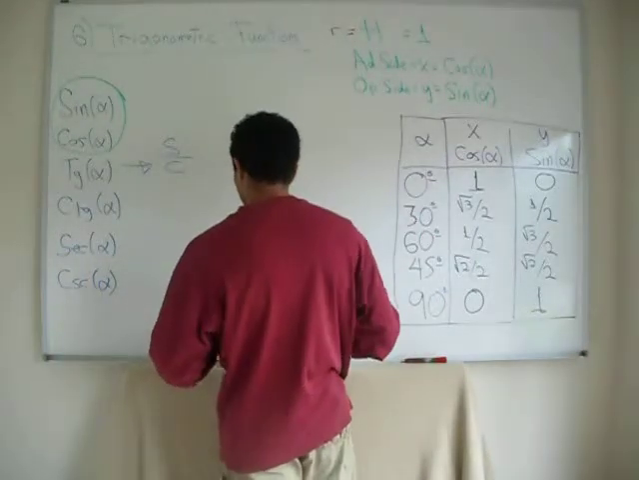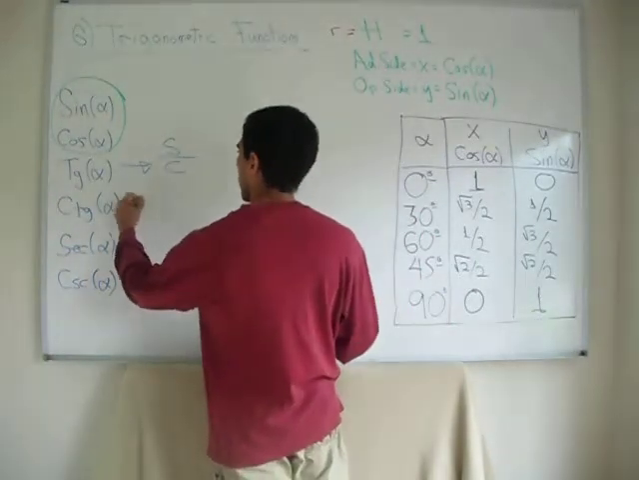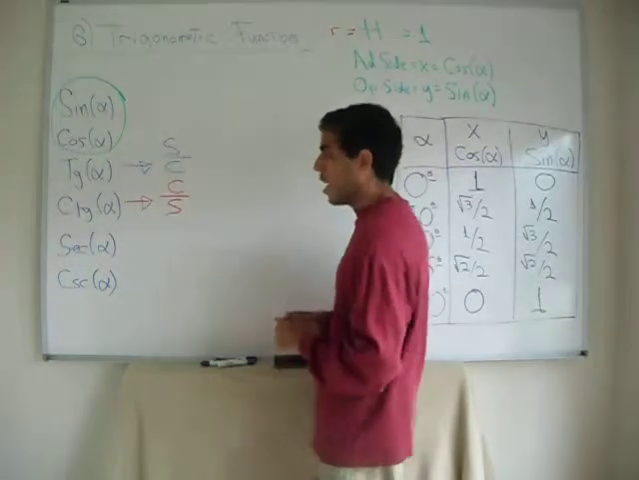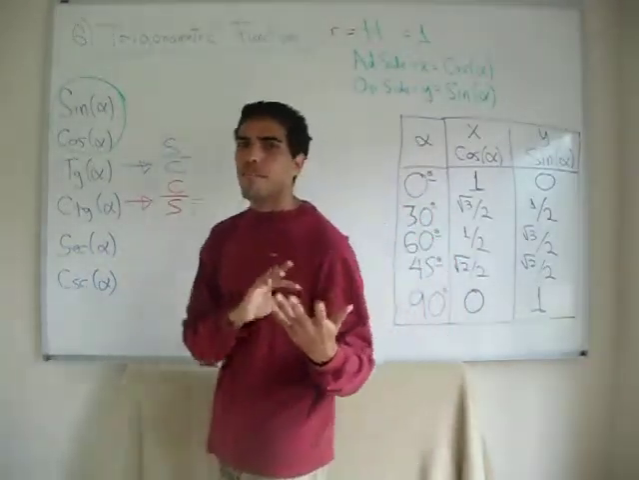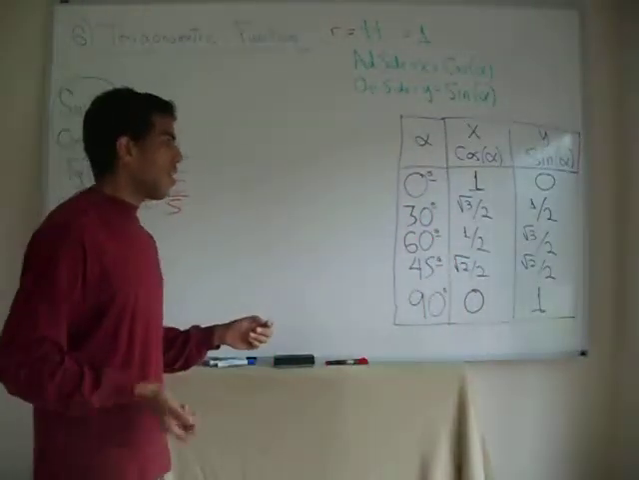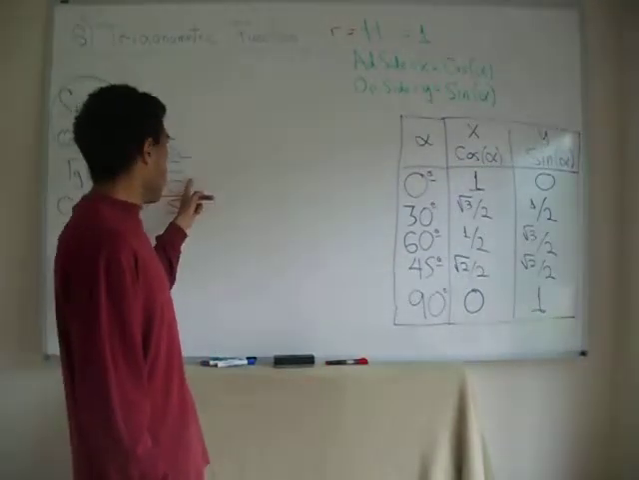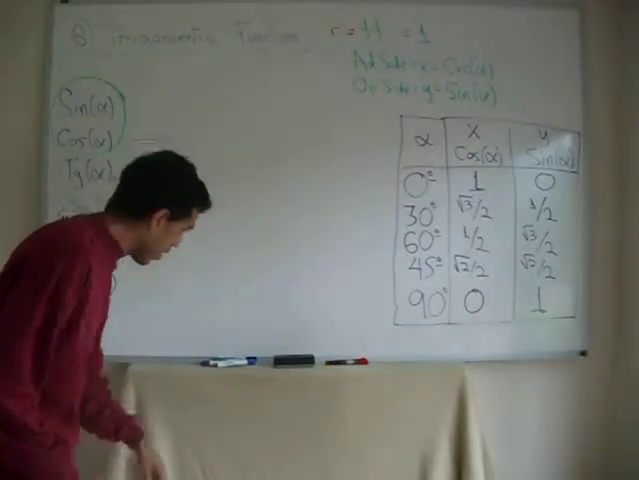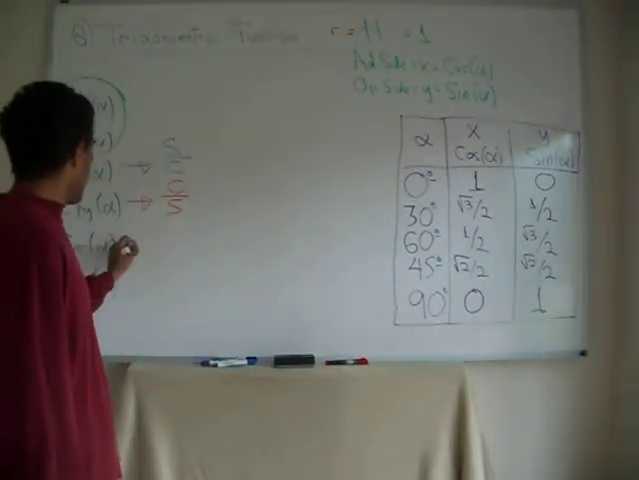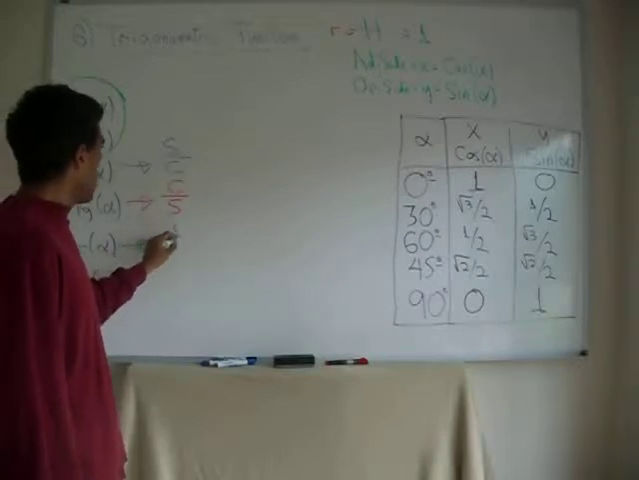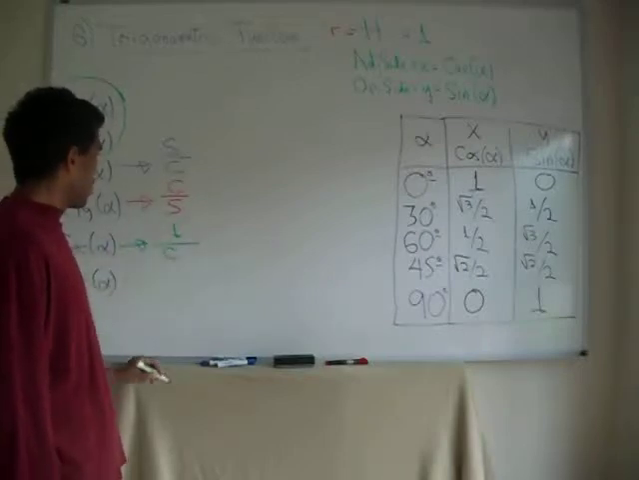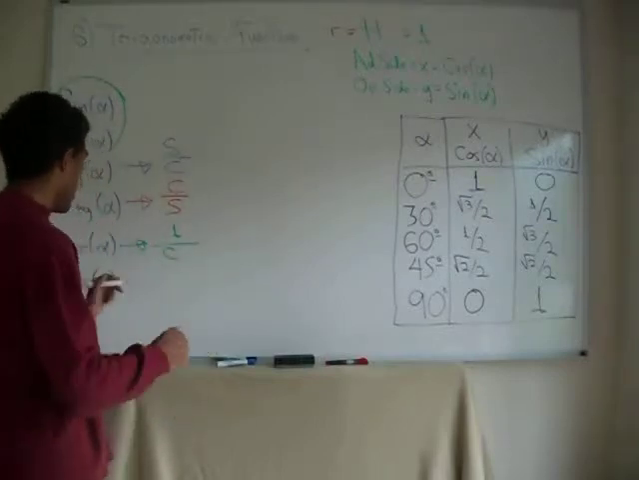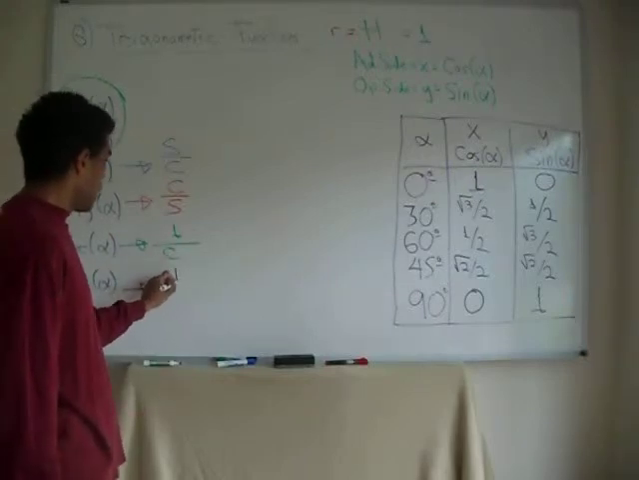Cotangent, let's change the color, is cos over sin. So it's, again, the same thing. The only difference is that it's upside down. Let's say you want the cotangent of 30 degrees. We'll do cos over sin, which is square root of 3 over 2 over 1/2. Let's say you want sec. Well, in that case, sec is 1 over cos. And if you want cosec, in that case, it's 1 over sin.